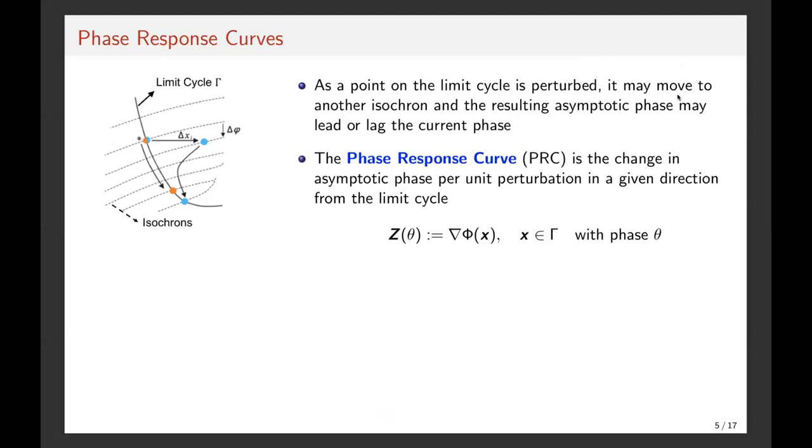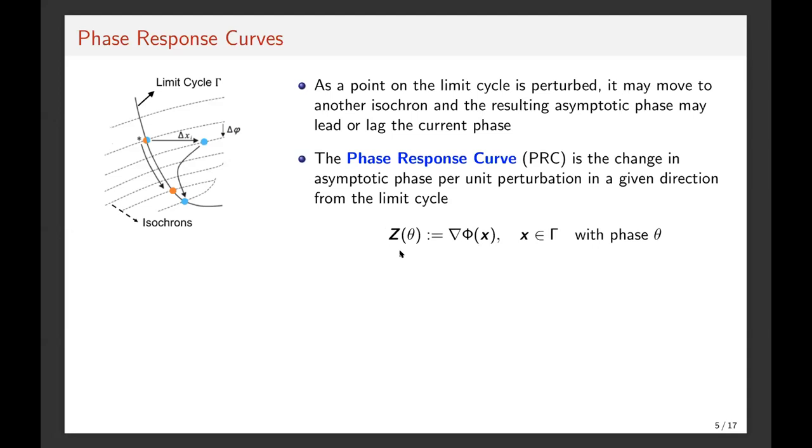So the phase response curve is the change in asymptotic phase. In fact, it measures the difference between these two asymptotic phases on the limit cycle, and it's the gradient of the phase map evaluated at any point on the limit cycle. So I just want you to look at this notation of Z of theta, the phase response curve. Z of theta is defined on any point on the limit cycle, but the gradient of V is defined on the basin of attraction of the limit cycle. And we compute the gradient of V on the limit cycle, and we call it Z of theta, okay?